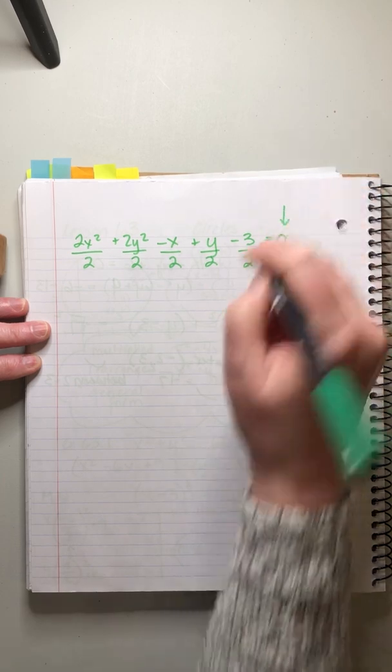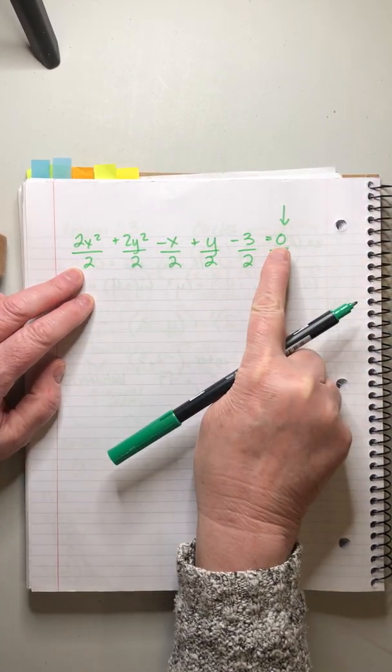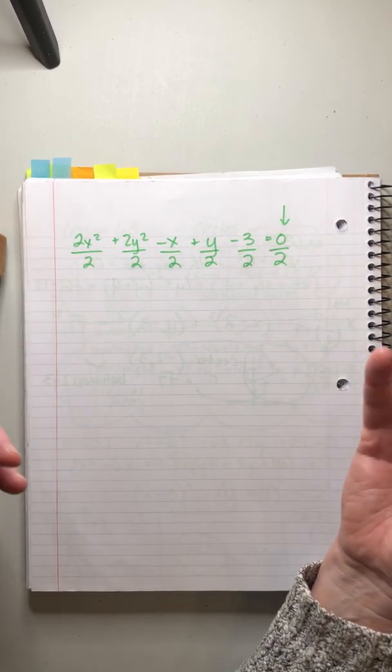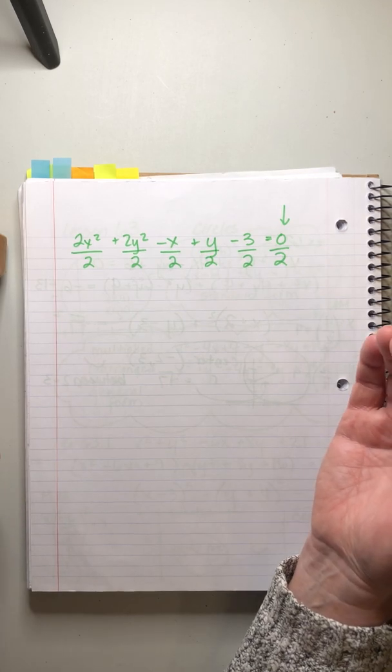This always bothered me when I was a student. All of these numbers are changing because you're dividing them by 2, but 0 divided by 2 is still 0. So it always seemed like something was breaking when I did that. But it's fine. It's absolutely fine.